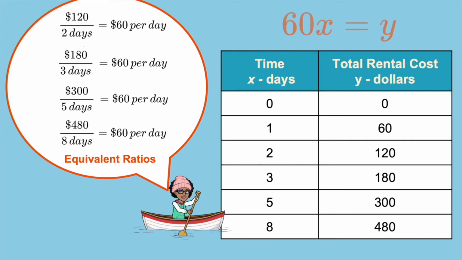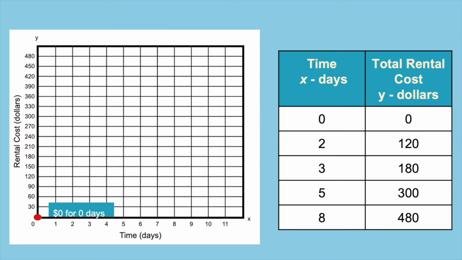Taking this information, I can now write my equation. $60 per day, x representing the number of days, is equal to y, the dollars for the total rental cost. Let's plot the values from the table onto the graph.